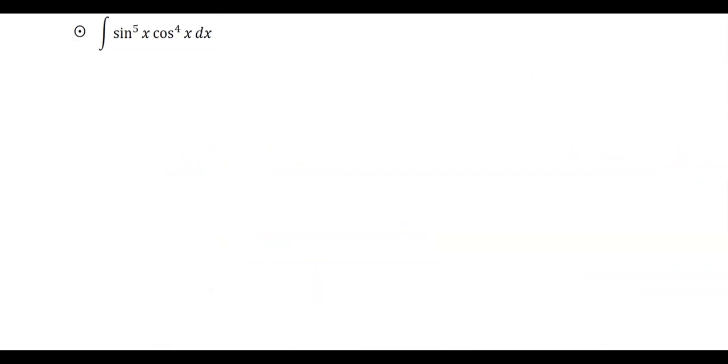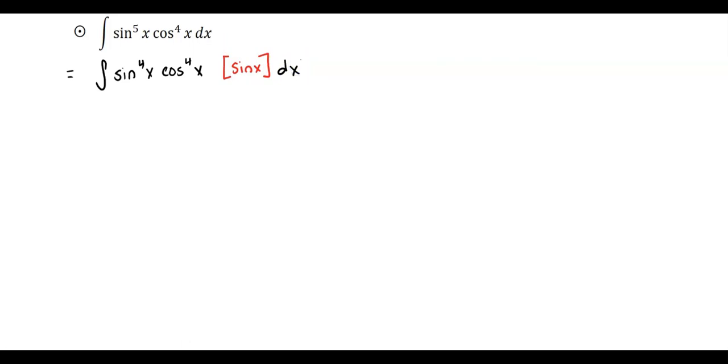Okay, here's another one where we have an odd positive sine. So again, I'm going to reserve one of my sines to be the du. So I'm going to write sine to the fourth of x times cosine to the fourth of x. And then I'm going to have that reserved sine of x that we're not touching. It's protected, all with respect to x.